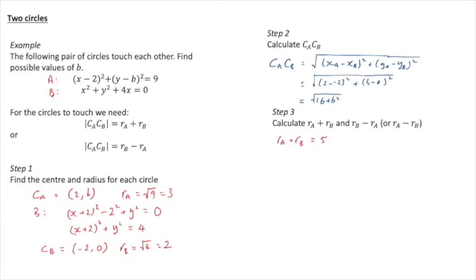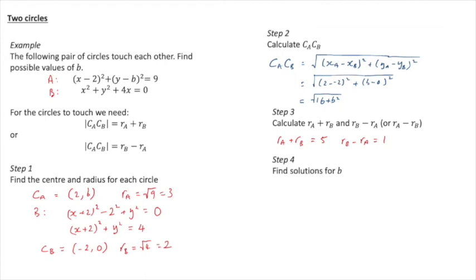The sum of the radii is 5. We can see that straight away. We've got a radius of 3 and a radius of 2, so the sum is 5. The difference is the 3 take away the 2, so in fact it was RA take away RB. Doesn't really matter. So we've got a 5 and a 1.